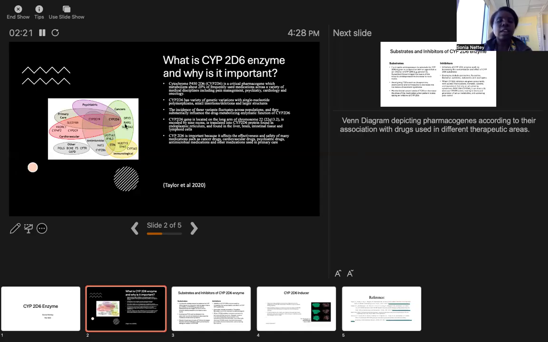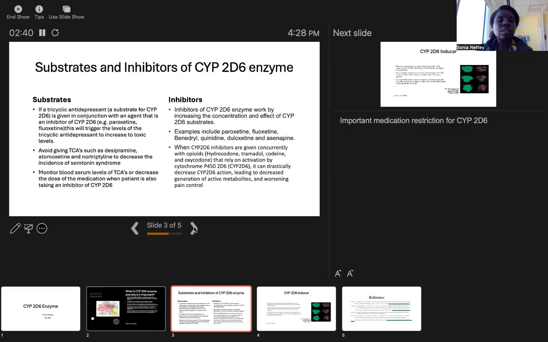This is a Venn diagram depicting all the various medication classes that this enzyme metabolizes. Okay, some substrates and inhibitors of this enzyme.